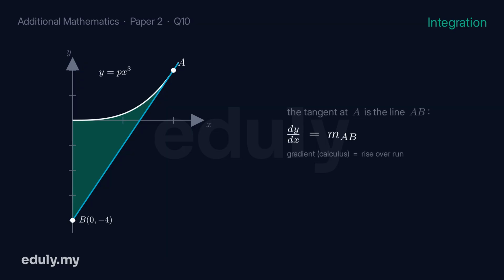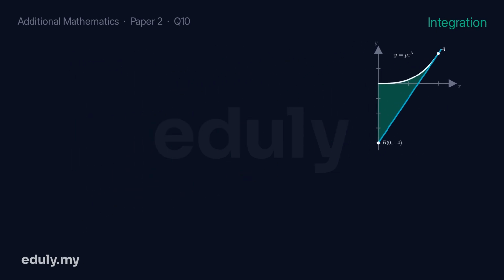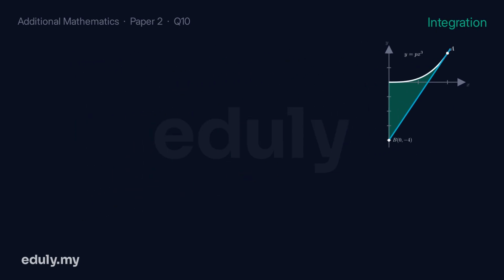The key idea for part A: that line is the tangent at A, so its steepness equals the curve's gradient there. But it's also the line through A and B, so it equals rise over run. Set them equal, and we can find P. Let's keep the graph beside us and work through it.